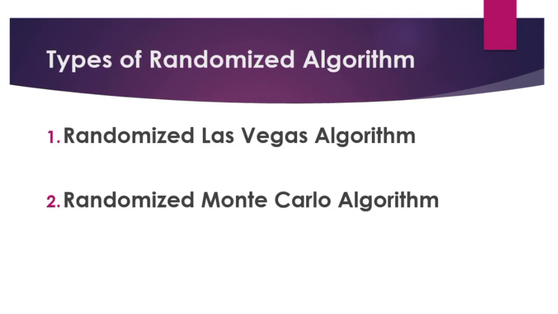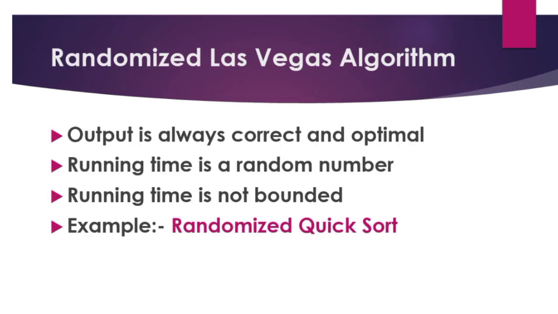There are mainly two types of randomized algorithms: randomized Las Vegas algorithm and randomized Monte Carlo algorithm. First one is randomized Las Vegas algorithm. It always returns correct and optimal output, but we cannot predict its running time. That is, running time is not bounded.